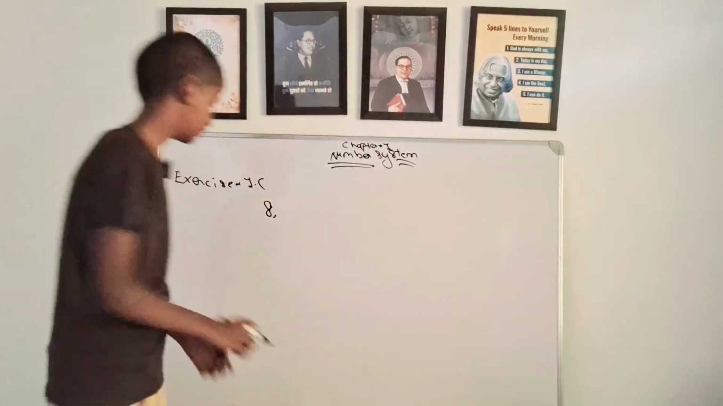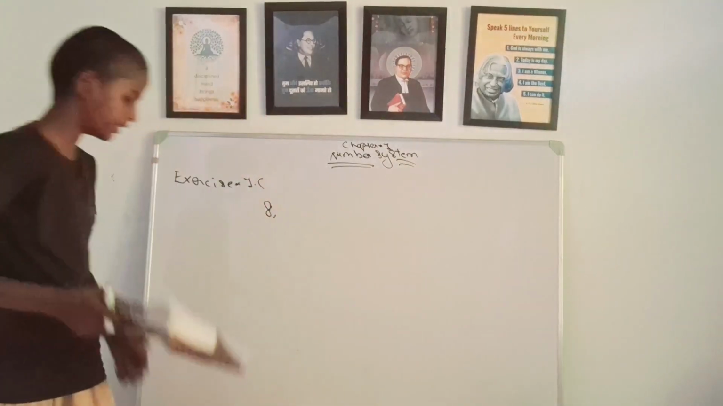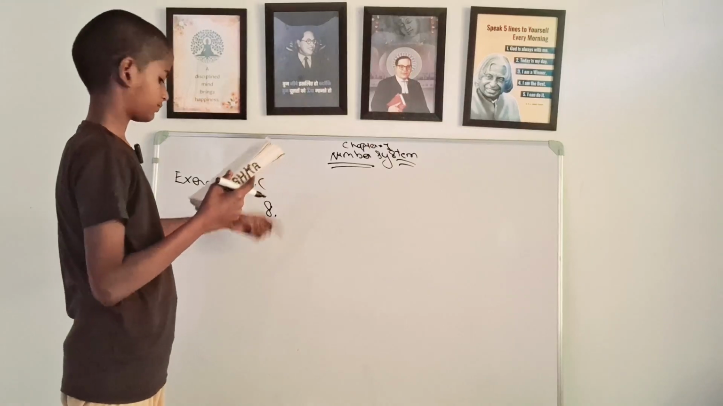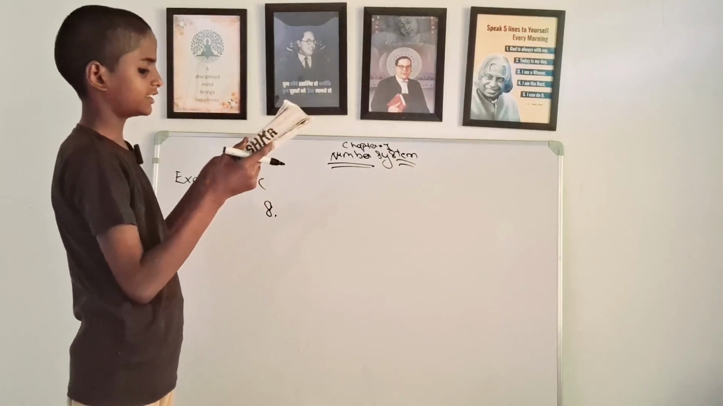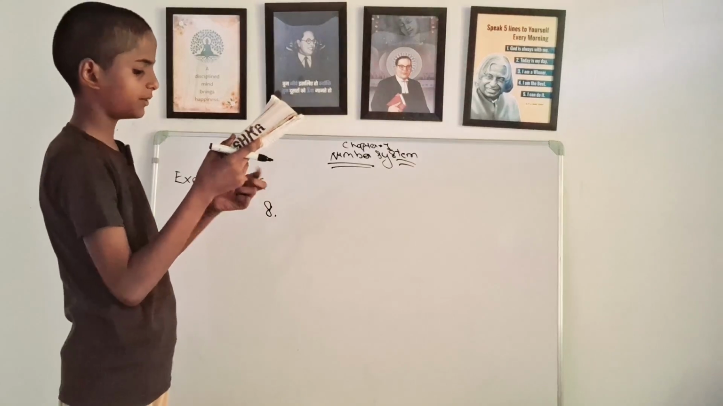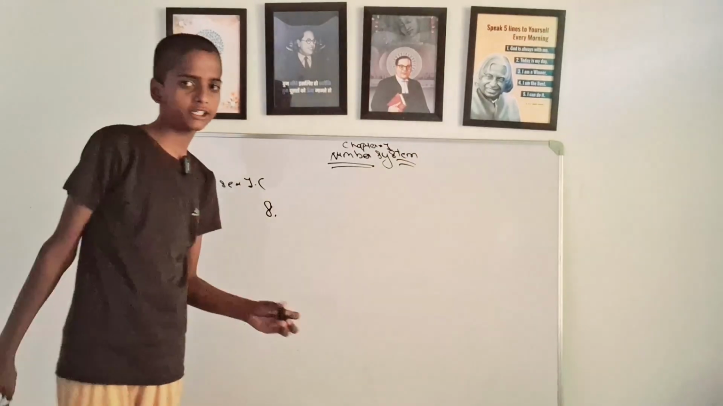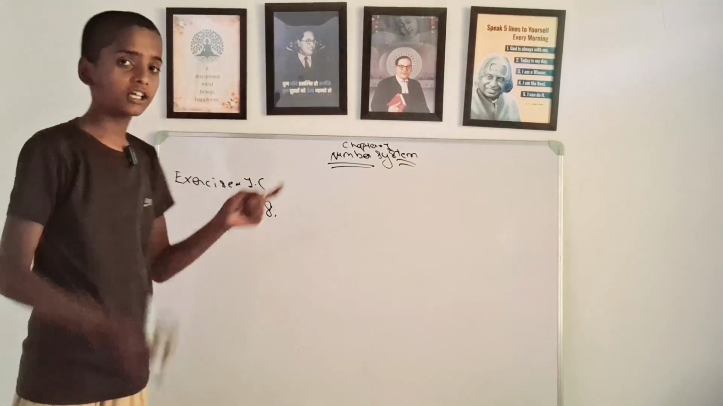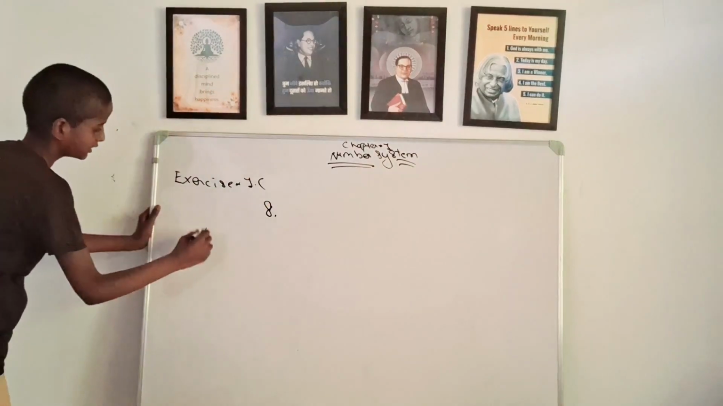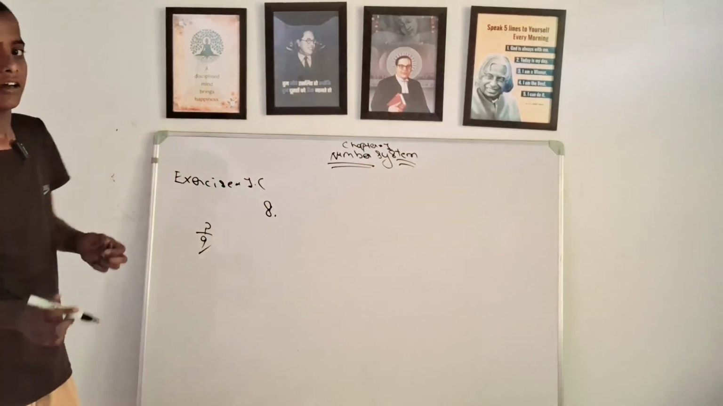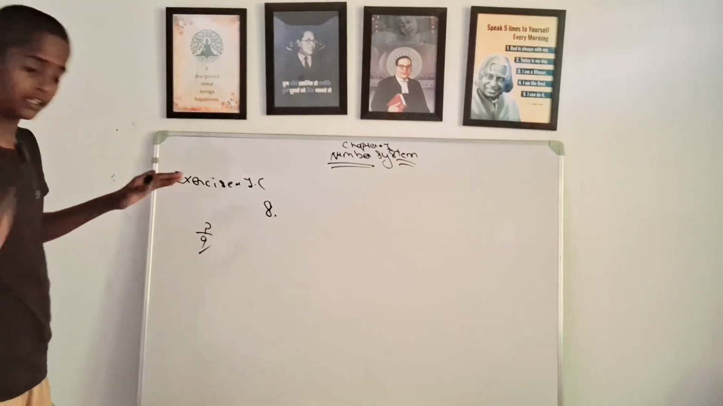8th question. So what does the question say? I can read and tell you. Insert a rational and an irrational number between 2 and 2.5. Means the question says insert a rational. Rational means in the form of p by q, and a rational and an irrational.